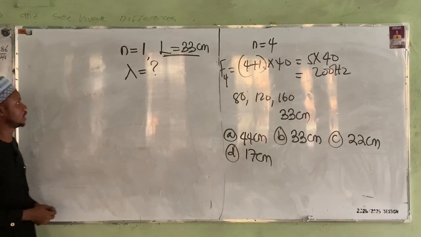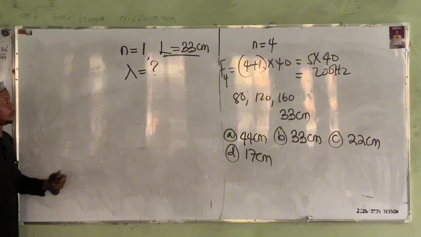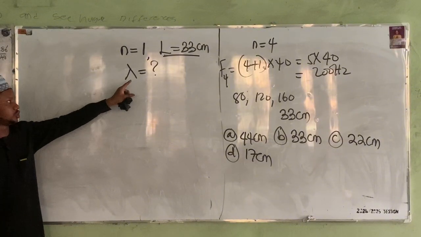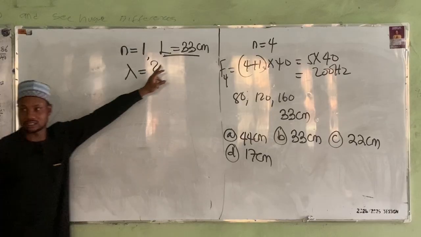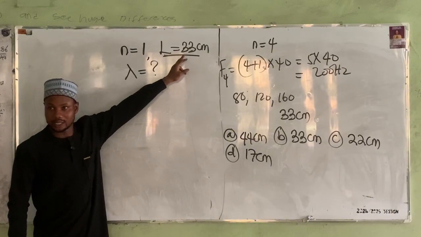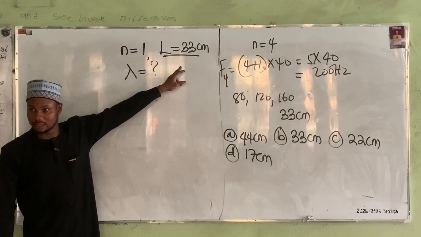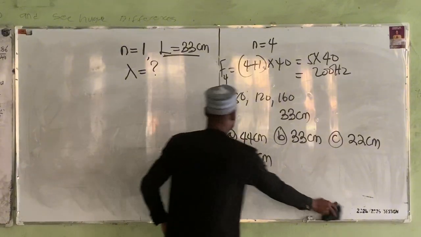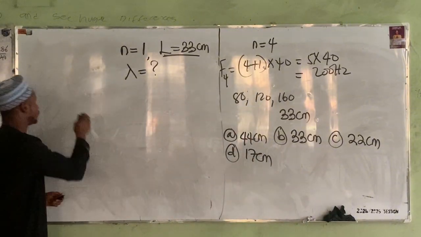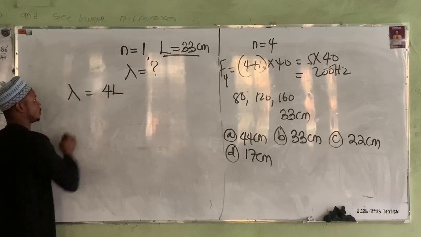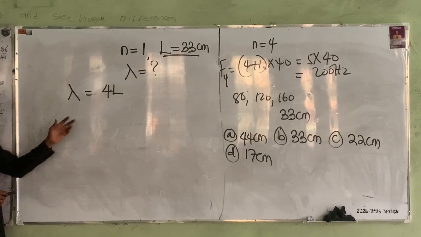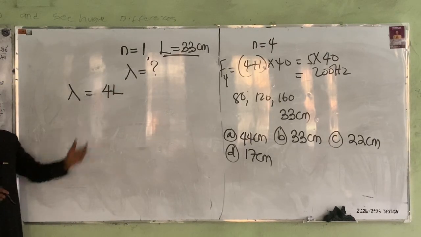But let me ask a question here. For a closed pipe, is there any formula that relates wavelength and length? See there? What is the formula, please? For wavelength it is what, class? 4L. Please take note of this. So this is the mathematical relationship between wavelength and length in a closed pipe.